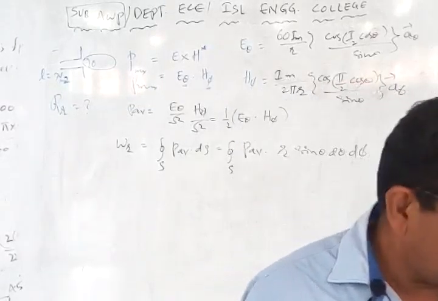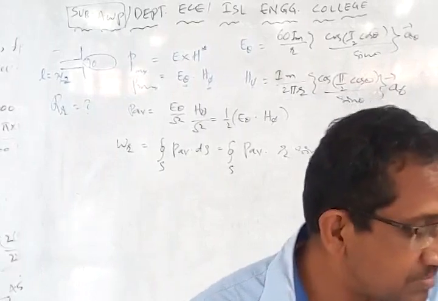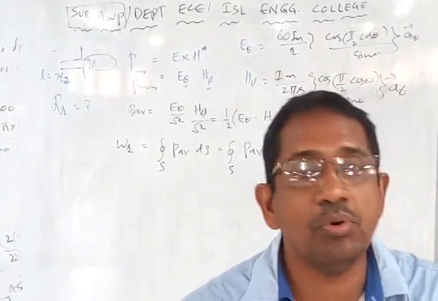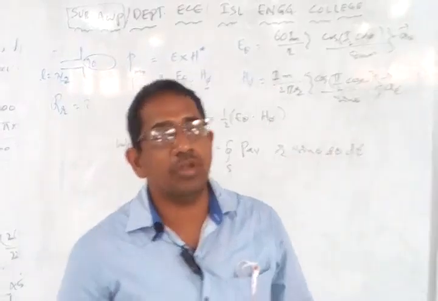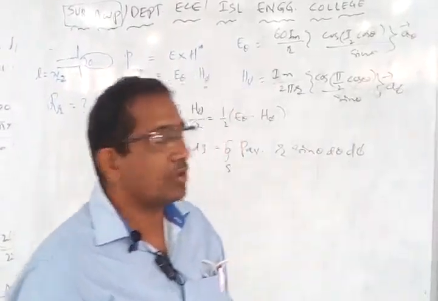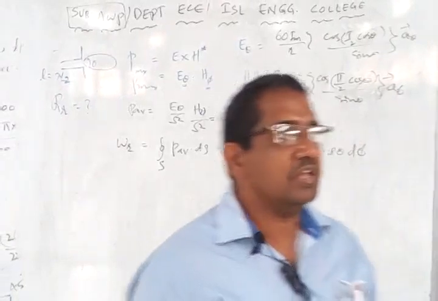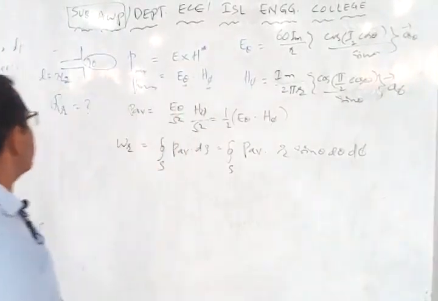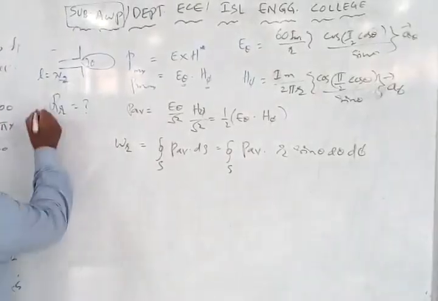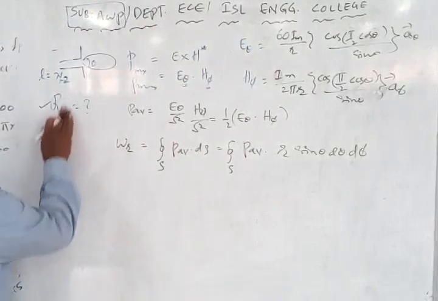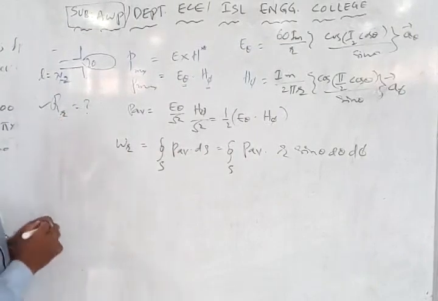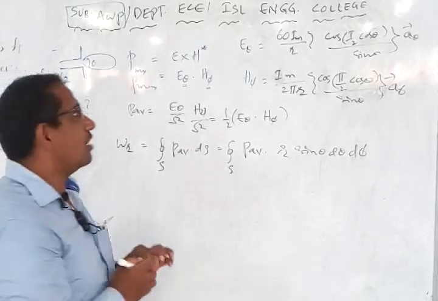Find the radiation resistance for a half wave dipole antenna. What is the question asking for? He is asking to find out the radiation resistance for a half wave dipole, which is known as R suffix R, the radiation resistance for a half wave dipole.